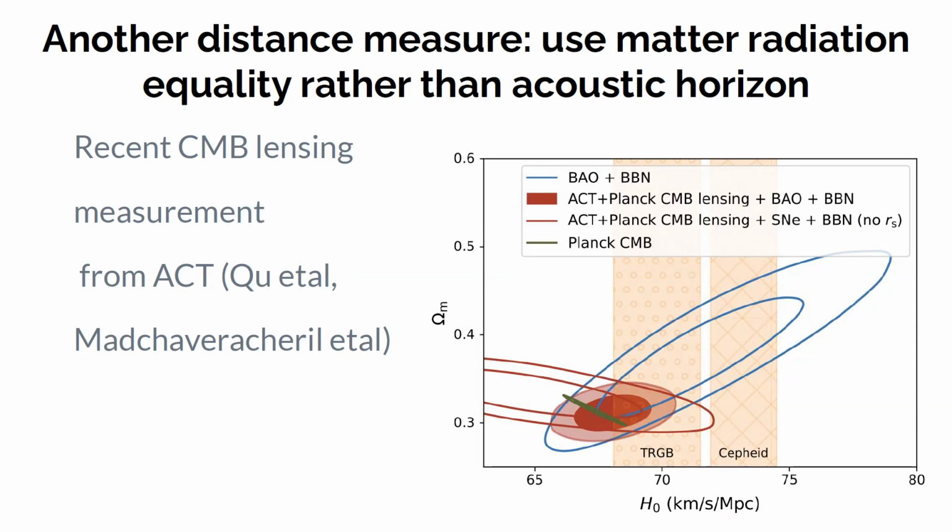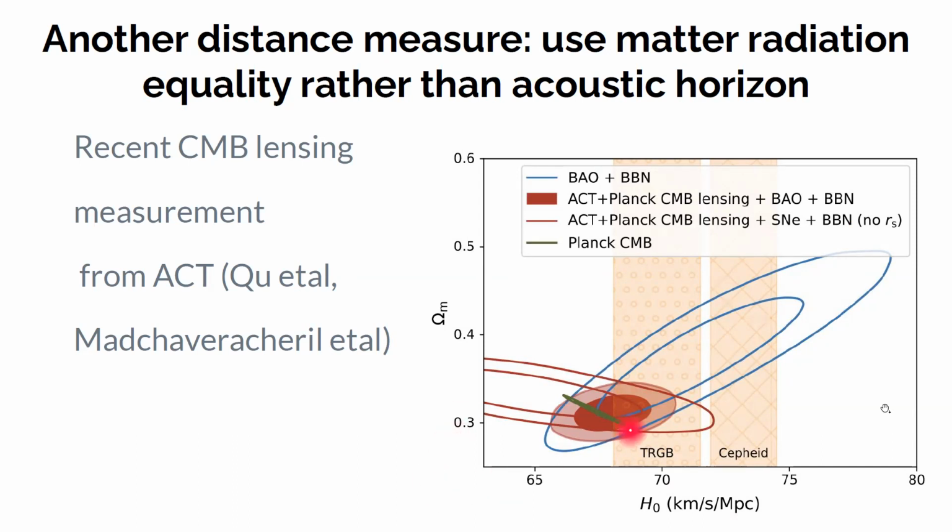And one thing that's quite interesting is that the degeneracies in this omega matter H0 plane are different. For example, the BAO would give you this kind of degeneracy, but this one, matter-radiation equality, is giving you this kind of degeneracy in this plane.